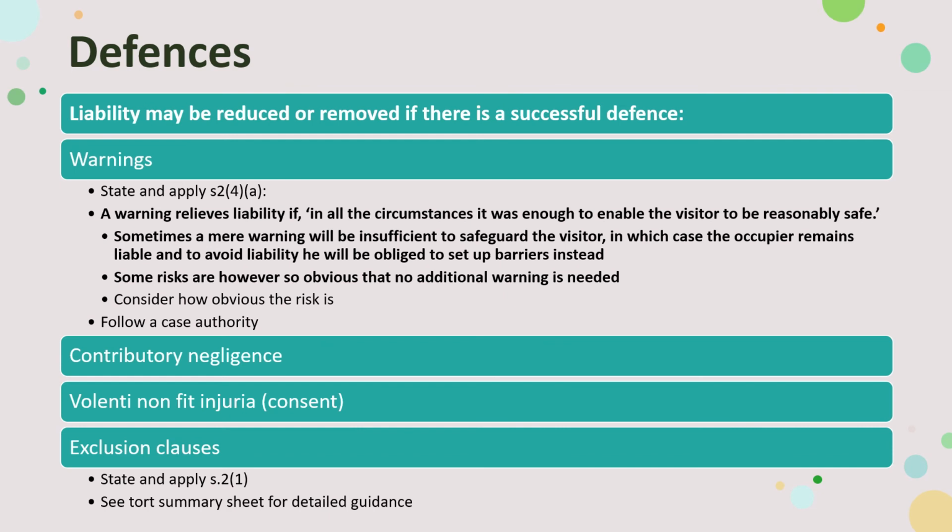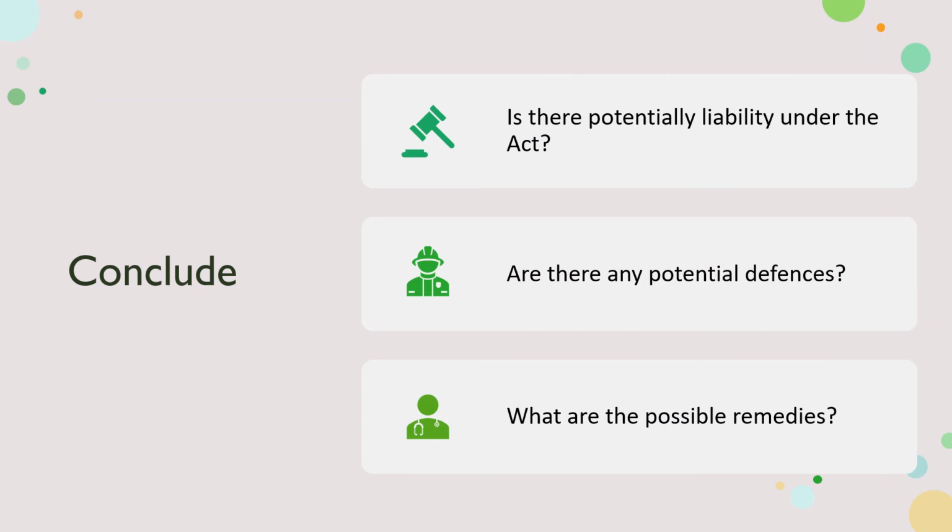But we do need to consider some defences. Now, actually, there was no warnings. There was nothing in that scenario to suggest some warnings. He hasn't contributed in any way because he's just simply gone up some stairs. And he's not consented to the risk either. And there is no exclusion clause that we know of, so we don't apply.